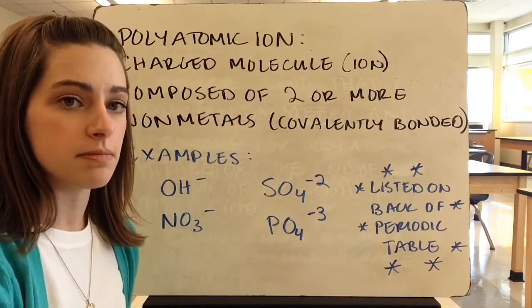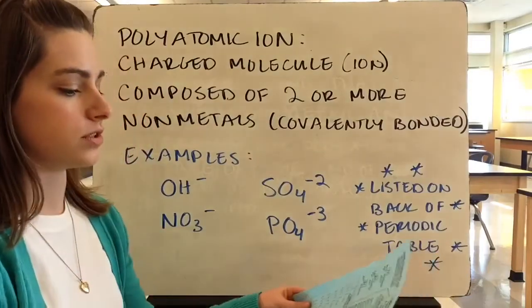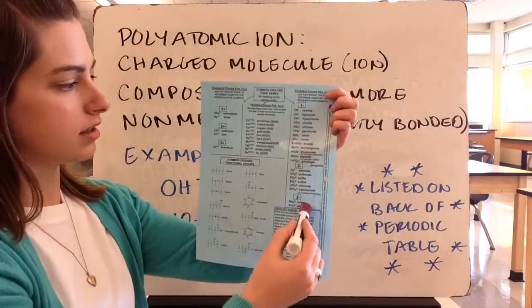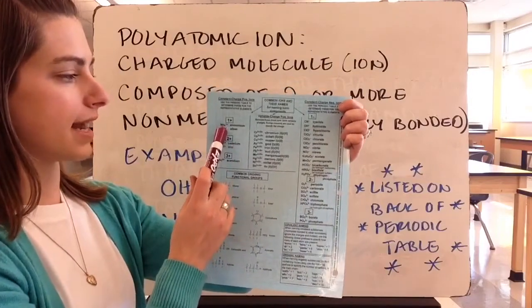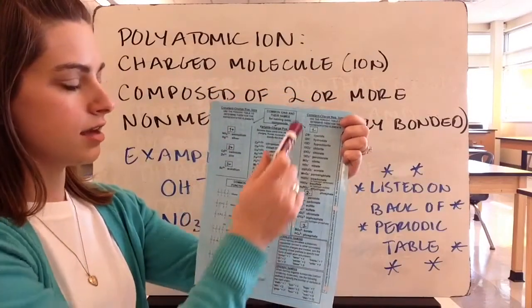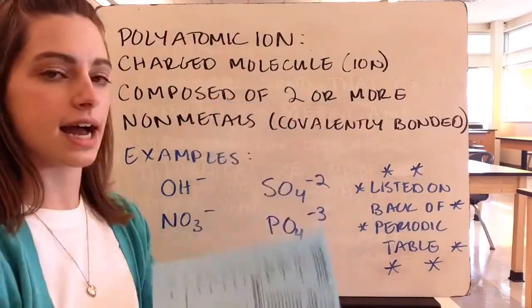Now, I'm not going to make you memorize them. I will give them to you. They're on the back of your periodic table. There's a whole list over here. And then there's one polyatomic ion that has a positive charge, ammonium, and it's over here on this side. But we have all of the polyatomic ions.